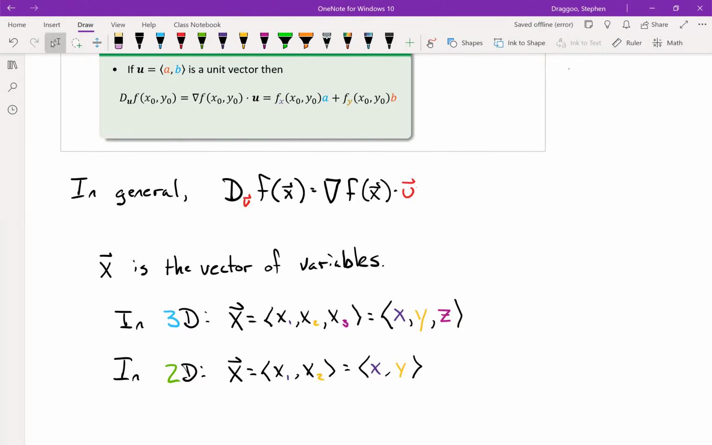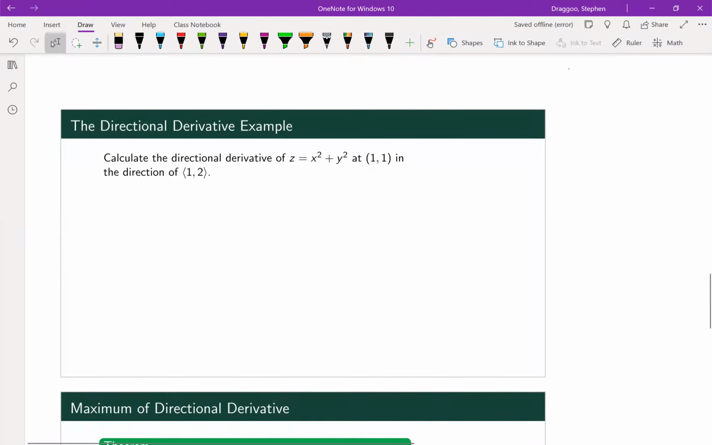All right, enough of all that. Let's actually look at an example. So we want the directional derivative of the function z equals x squared plus y squared at (1, 1) in the direction of (1, 2).